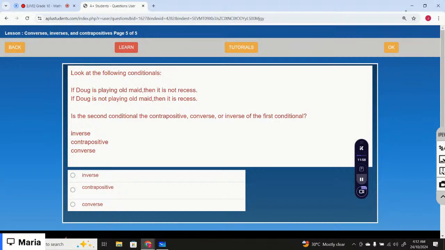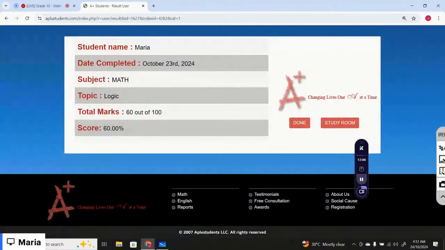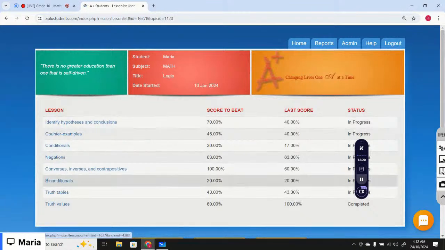Inverse it is, right? They are inverse. Okay, we are done with the lesson. Let's just move on to the next lesson. The next lesson is biconditionals.